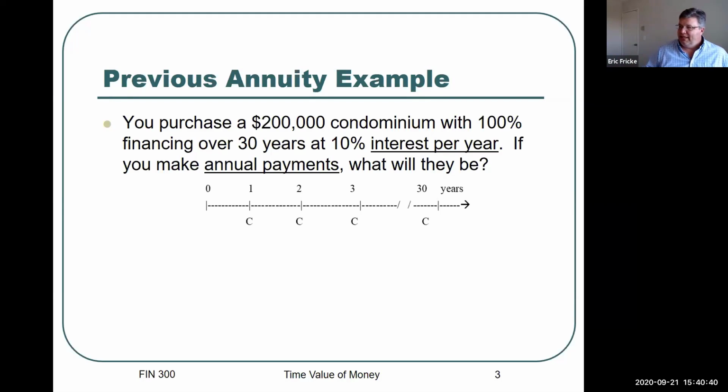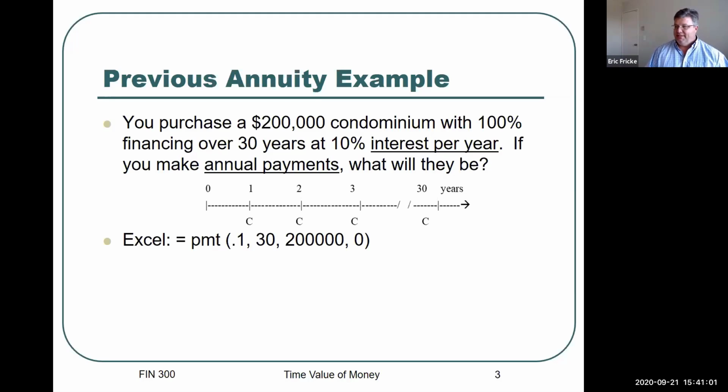We had a $200,000 condo with 100% financing over 30 years, 10% interest per year, annual payments, so everything's on a yearly basis. And that's what the timeline of cash flows looks like. Then we had to figure out what the payments were, and we looked at two ways. One was using Excel, where we put in the interest rate, 10% per year, the number of periods, which was 30 years, the present value, which was $200,000, the value of the loan, and the future value of the loan, which was zero after we paid it all off. And that gave us what the payment was.